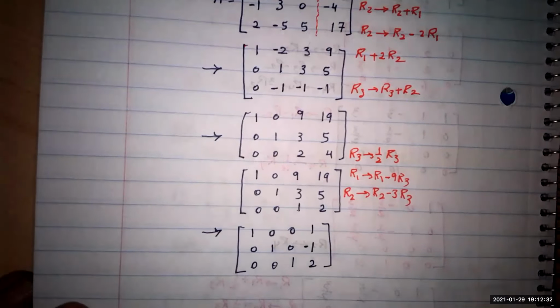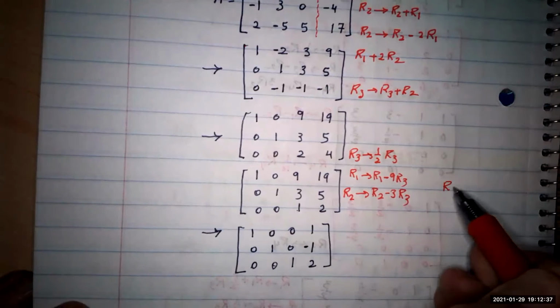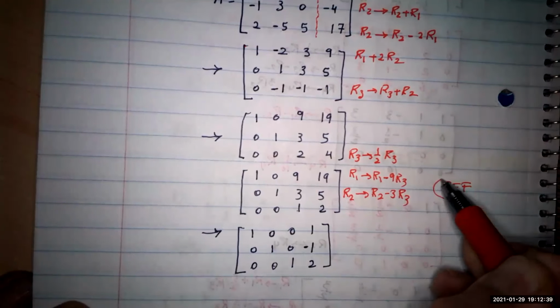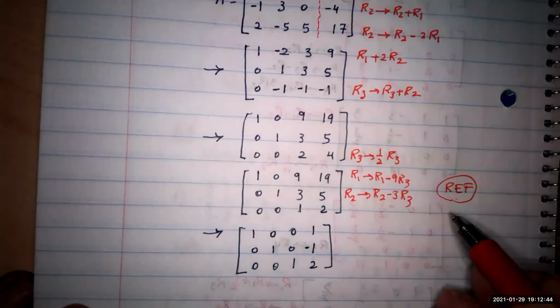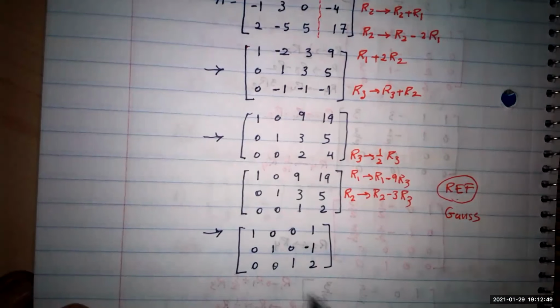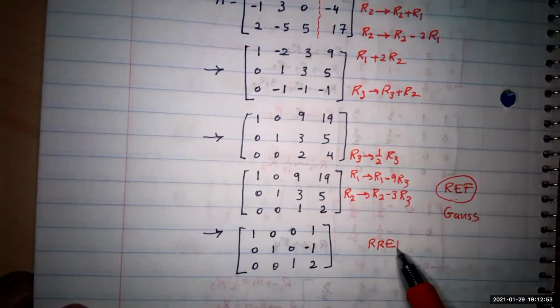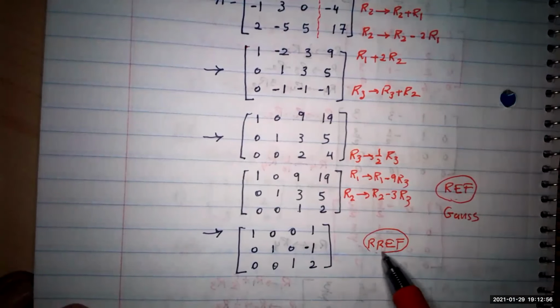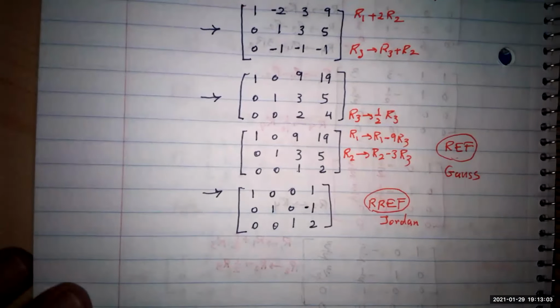As you can see, this matrix was in row echelon form. So if you stop with this one, you can solve the system using the Gauss method. But this matrix is in reduced row echelon form, so if you solve the system now, you're using the Jordan method. Altogether, we appreciate the work of both of them, but we go with the Jordan method.